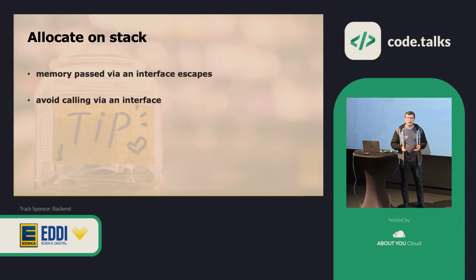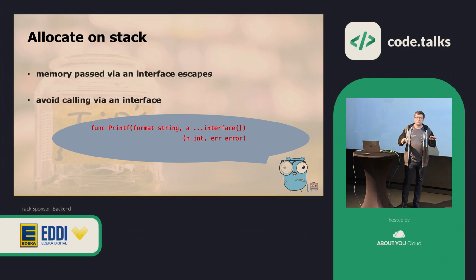Another tip is allocate on the stack. Use the stack as much as possible. If I could put my data on the stack, it would be much faster memory-wise. Now, this is hard to do because escape analysis is a pretty complex subject. But one nice trick is this. Memory passed via an interface escapes to the heap. Calling things via an interface, they get on the heap. What I can do is avoid programming via an interface. Also, avoid using the print family of functions because they have a variable argument of type interface. Anything I print gets converted to an interface, thus will be allocated on the heap.